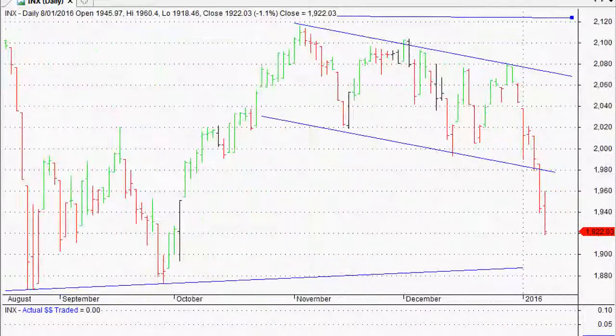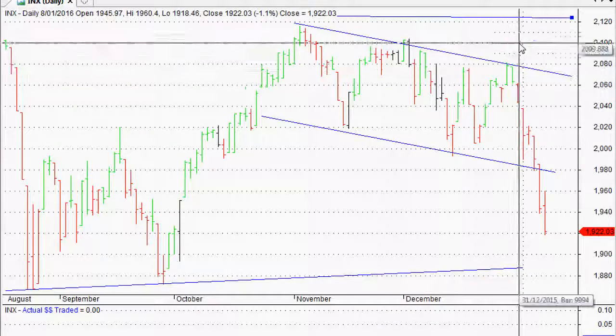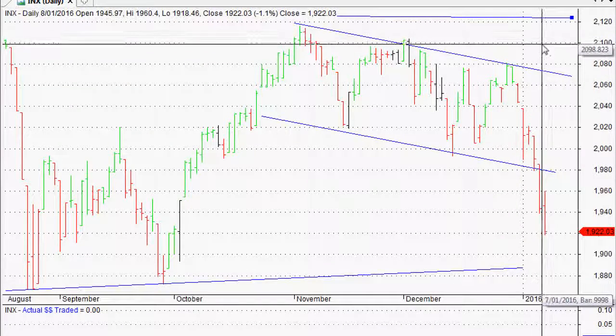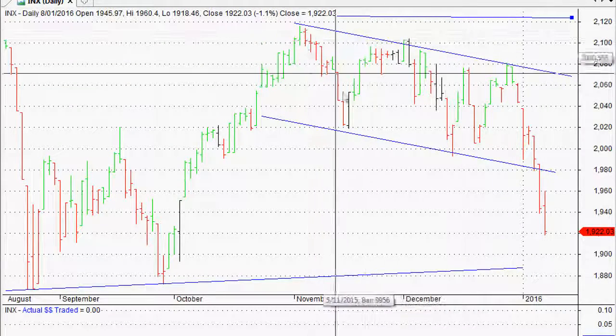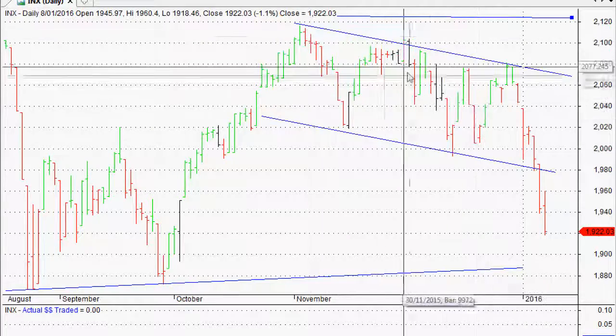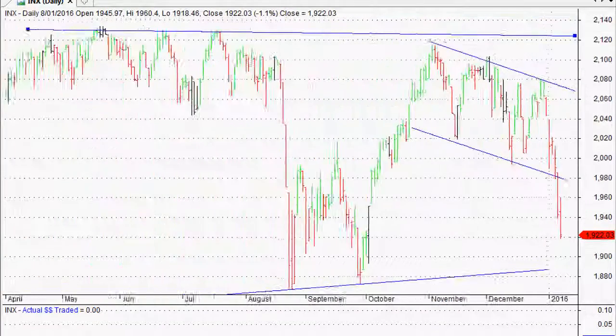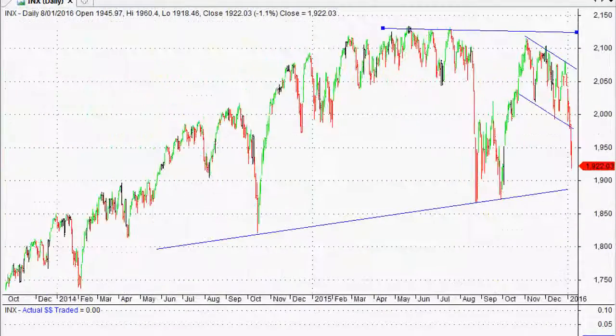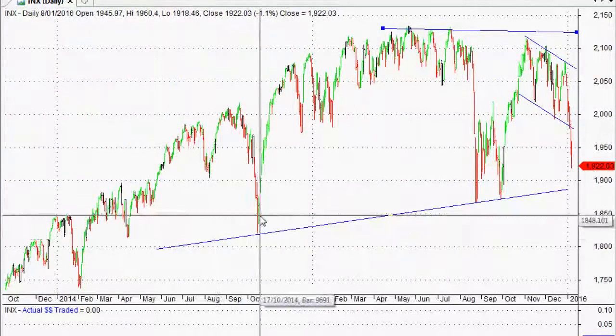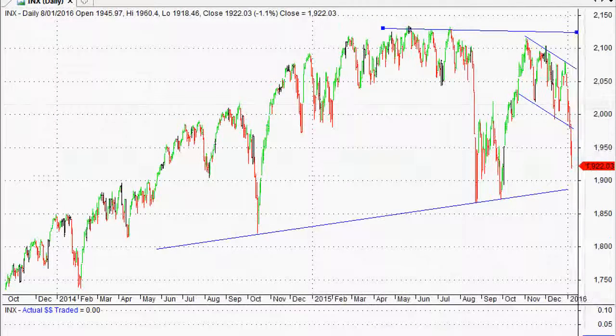And basically with that pattern, if it broke out to the upside, that would have been a bullish sign. It bounced around within that pattern almost to the letter and then broke out to the downside, which brings our head and shoulders pattern back into play. So obviously we've got the shoulder there, the head and the shoulder on the right hand side.